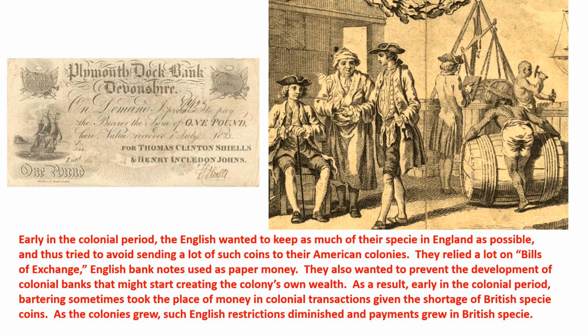The English also wanted to prevent the development of colonial banks that might start creating the colony's own wealth. And as a result, early in the colonial period, bartering sometimes took place of money in colonial transactions given the shortage of British specie coins. As the colonists grew, such English restrictions diminished and payments to the colonies grew in British specie. On the left, you can see a British bill of exchange, and on the right, they're showing the hogsheads of tobacco as an example of bartering. They used tobacco.